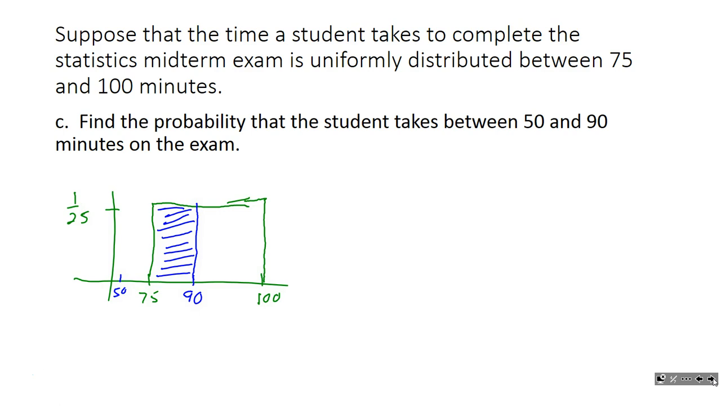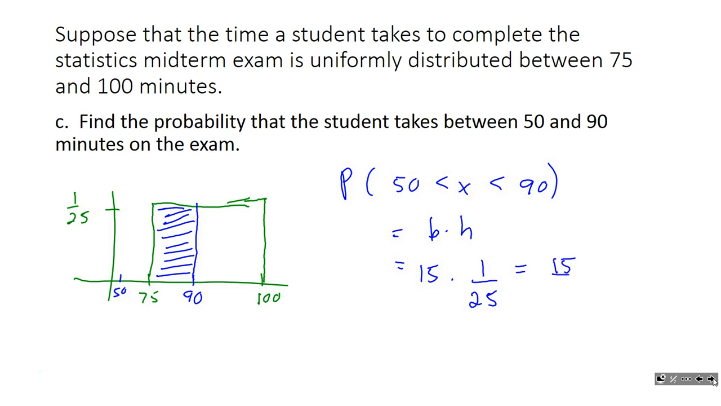So how do we get this probability? It would be the probability that we are between 50 and 90. We look at the picture and do our base times our height. From 75 to 90, subtract, that means our base is equal to 15. Then our height is 1 over 25, so that's 15 over 25. You can reduce that, and the probability would be exactly 3/5.